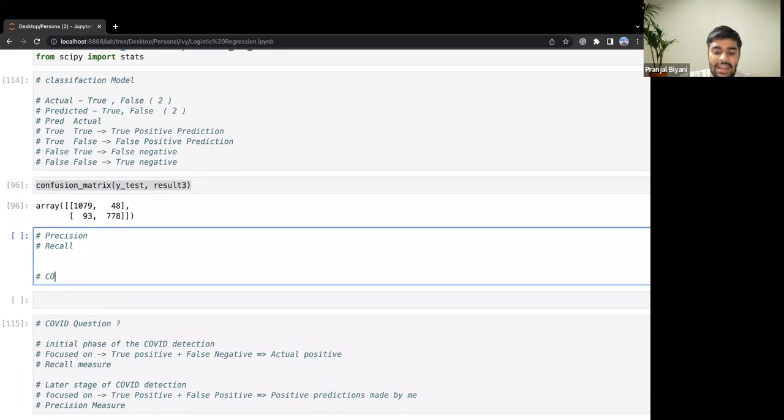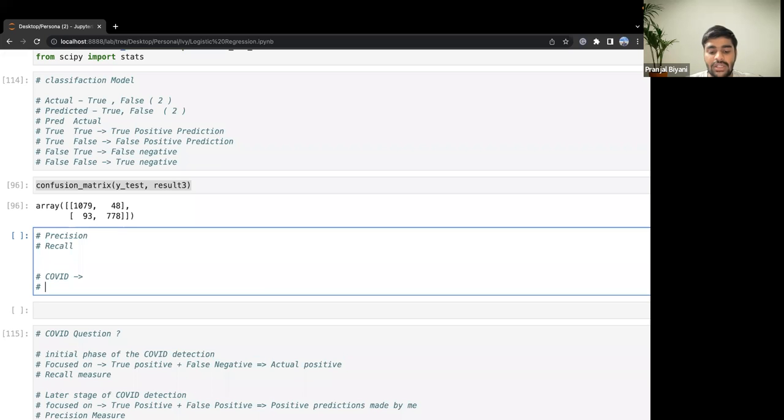When initially COVID happened, what did we want from COVID tests? True positive, obviously. True negative, obviously. But when you talk about false positives and false negatives, did we have a bias toward either of them?